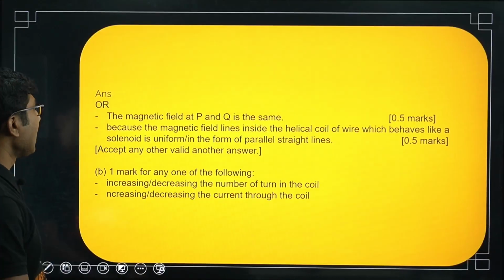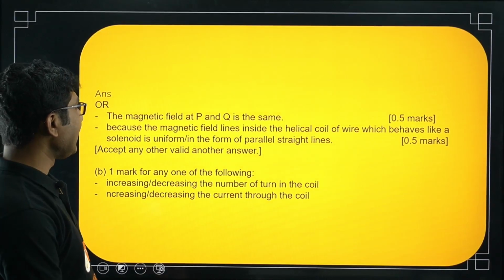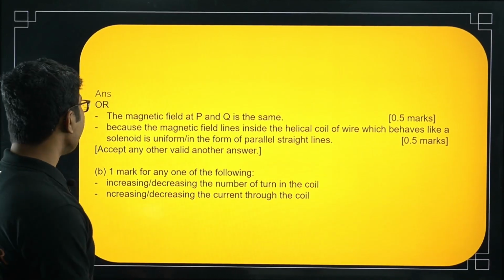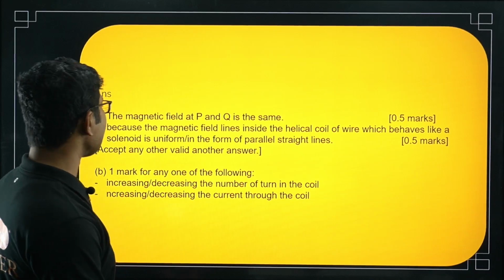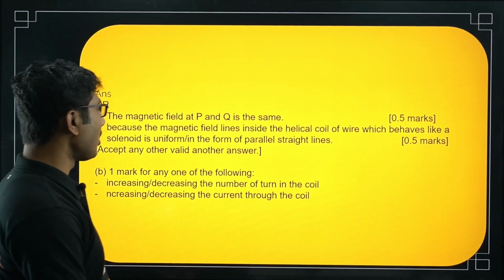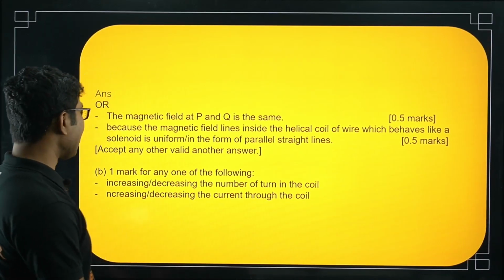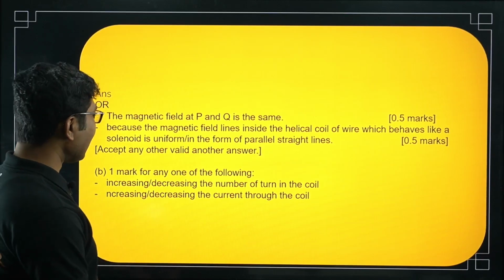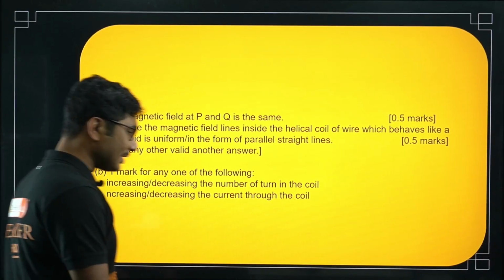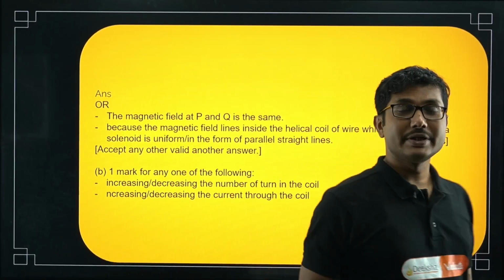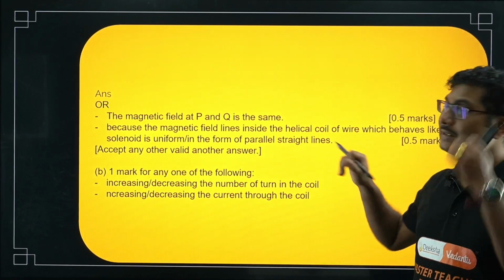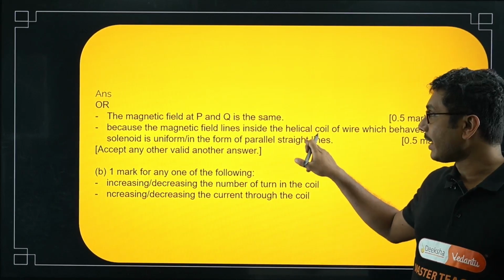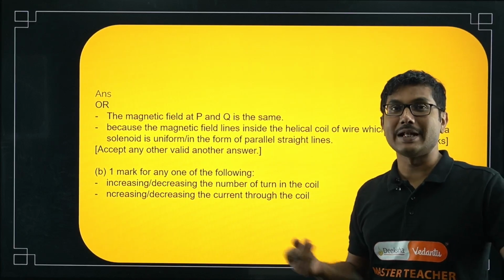Let's see the answer. So magnetic field at P and Q is the same because the magnetic field lines inside the helical coil of the wire, which behaves like a solenoid, are uniform, in the form of parallel straight lines. Accept any other valid answer. So a valid answer would be that the points P and Q are equidistant from the axis of the coil. That is more important, and then this comes in handy. Okay, you have to add this along with the fact that P and Q are equidistant.